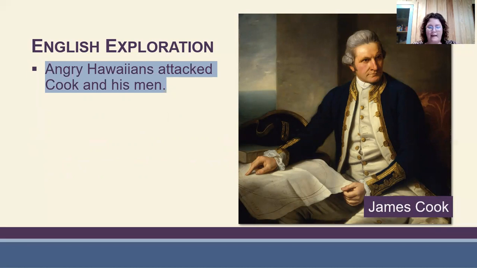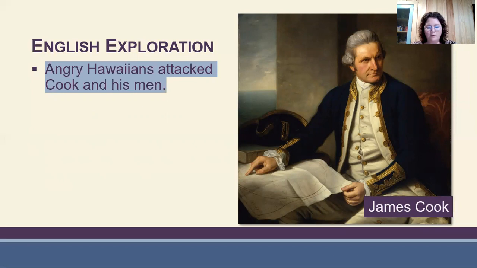When islanders stole an item from the English ships or camps, Cook would capture a chief or other important person. Then he would announce that the captive would not be freed until the thief returned the stolen items. This method worked well until he tried it in Hawaii in 1779.